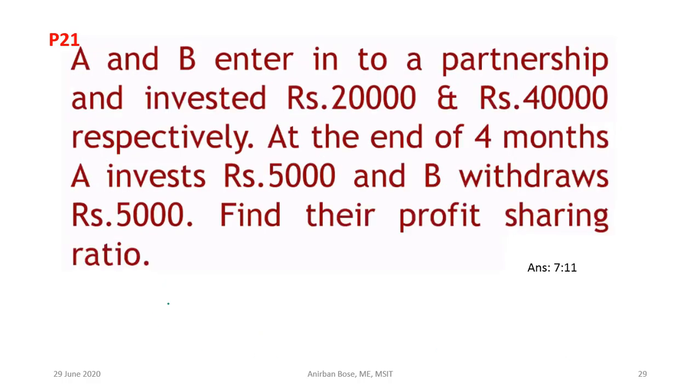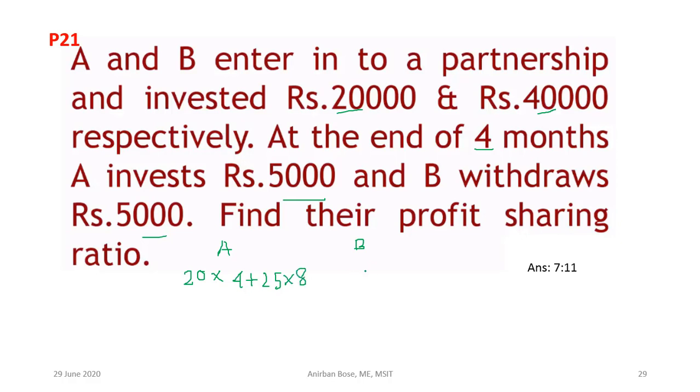Now coming to this problem, A and B enter into a partnership, investing 20,000 and 40,000 respectively. At the end of 4 months, A invests rupees 5,000 and B withdraws rupees 5,000. Find their profit sharing ratio. So again we see how they have invested their money and time, and we'll make the product of that. First 4 months A invested 20k for 4 months, and then for the remaining 8 months 25k, right?